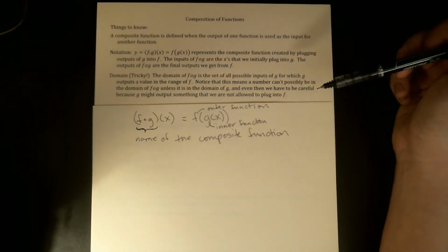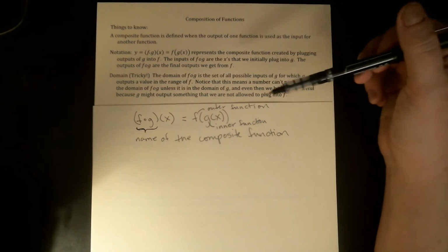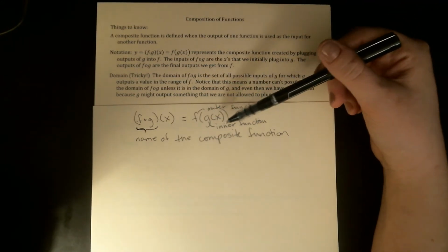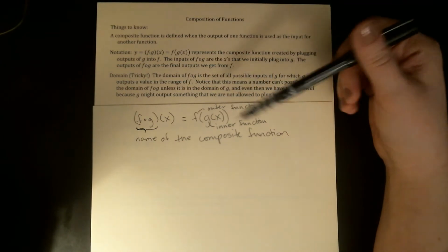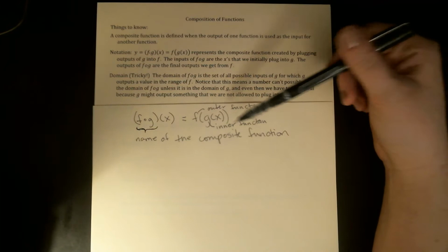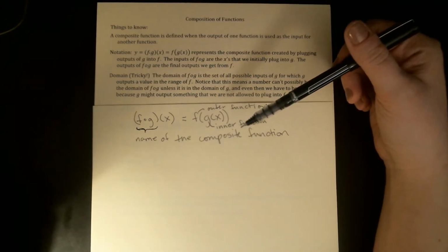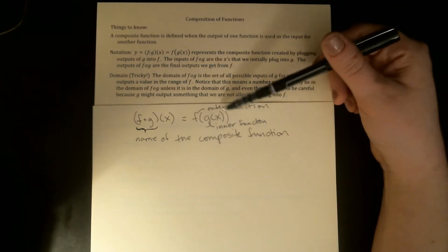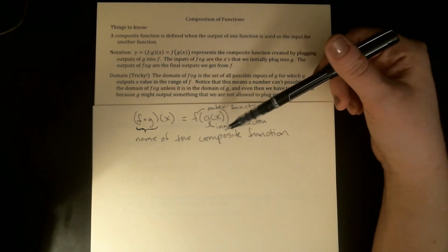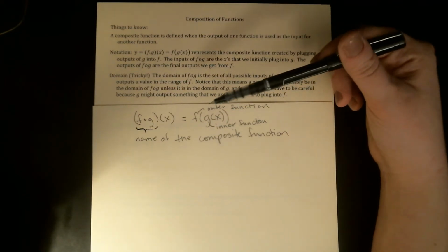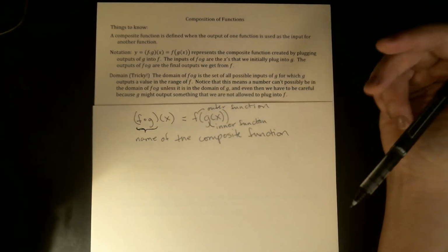So it doesn't make sense to try to plug something into the composition if it's not a legal input for g. So we're starting with the possibility that any of the inputs for g could be in the domain of the composition. The problem is there may be x's that we plug into g that give us outputs, g of x, that are not legal to plug into f. So there's a two-part check.